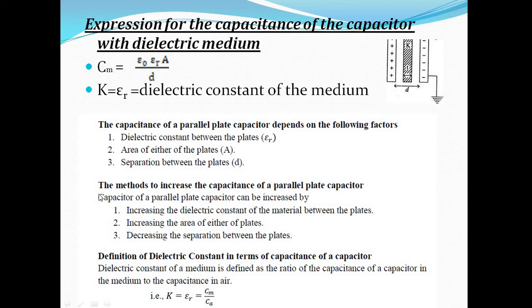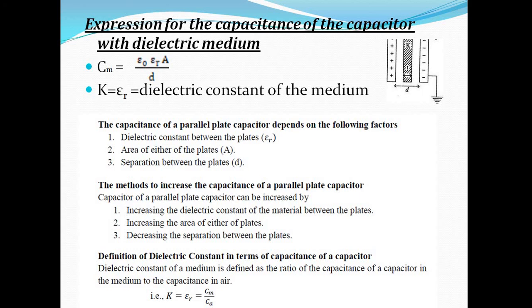And how can the capacitance of the parallel plate capacitor be increased? It depends on the factors which are present in the numerator and denominator. By increasing A or decreasing d, capacitance increases. This is also a very important concept of this chapter, students. It is a 2 or 3 marks question: on what factors the capacitance of the parallel plate capacitor depends, or how we can increase or decrease the capacitance of the capacitor.